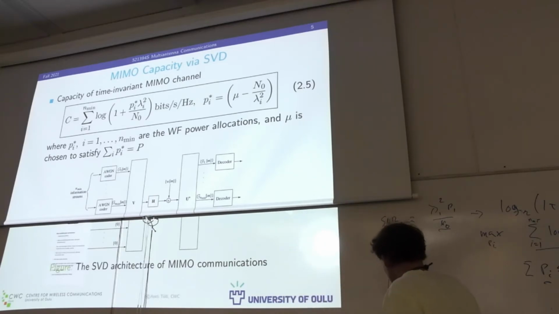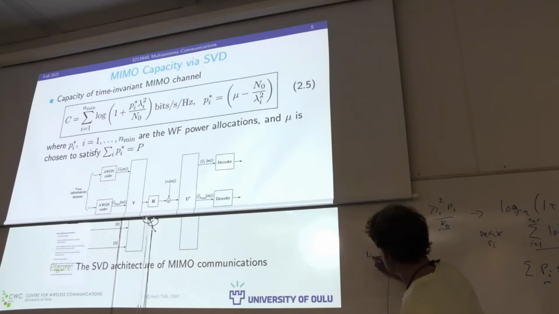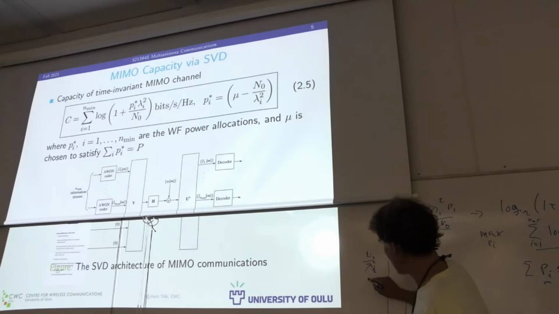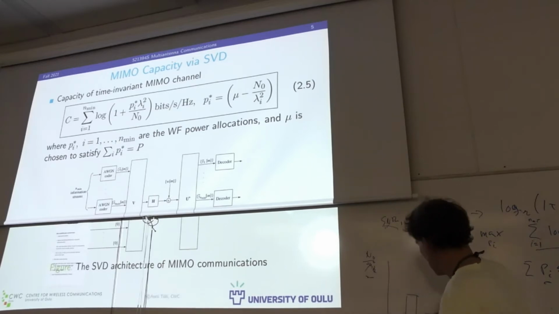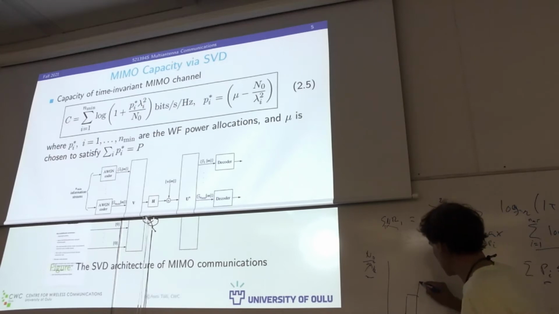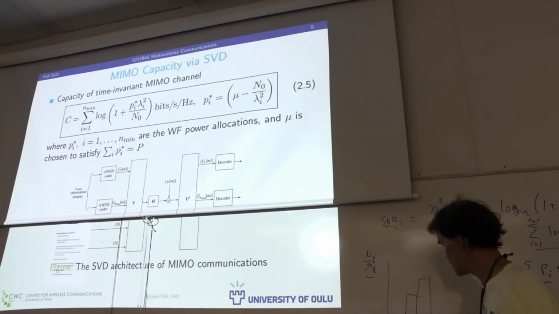So how can you solve this in practice? You can order these inverse values. Okay, these are the N0 over lambda i squared. And let's assume that we have, for example, 3 streams, right? So this power response is the strongest.